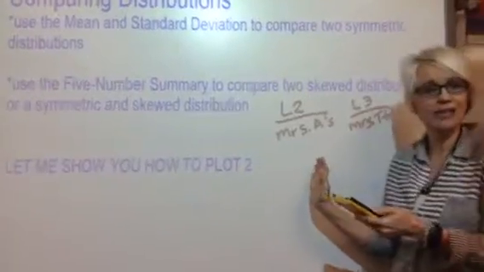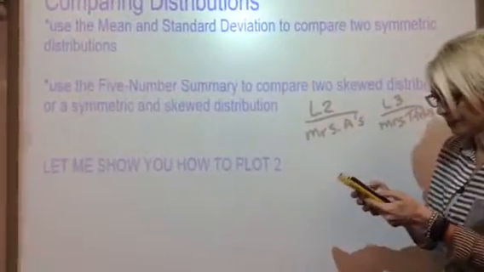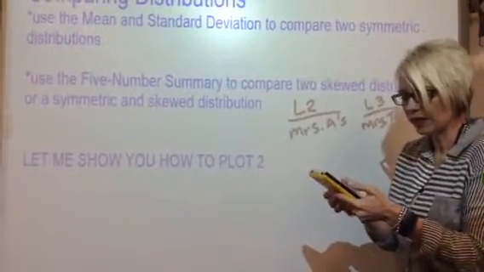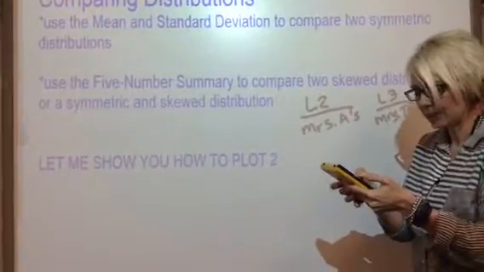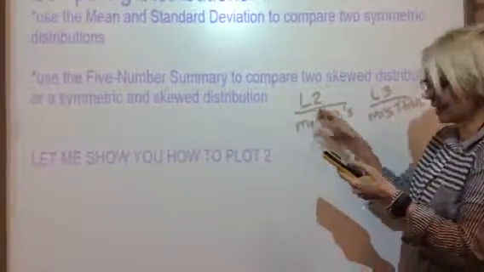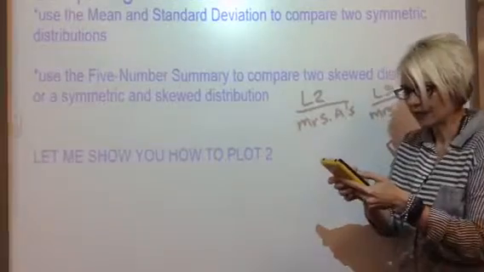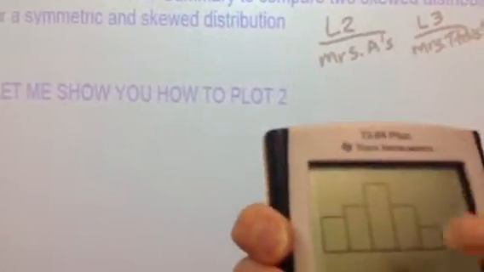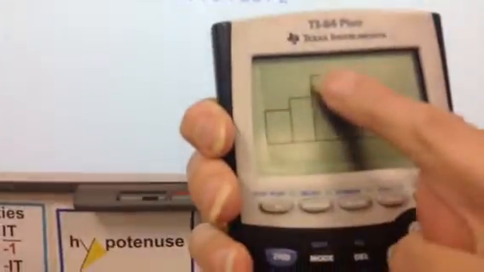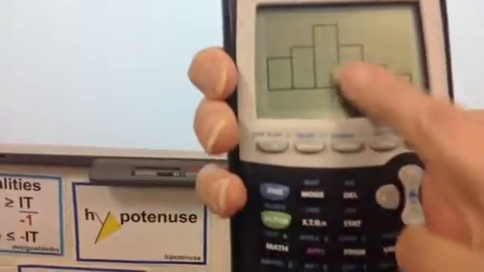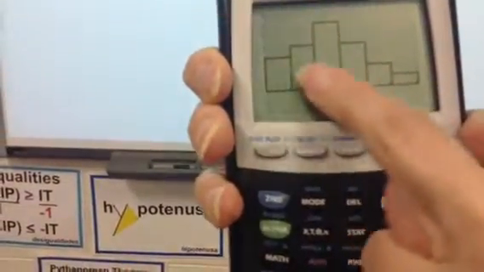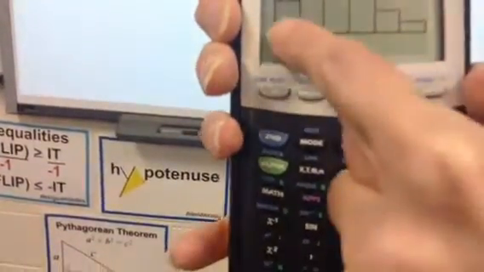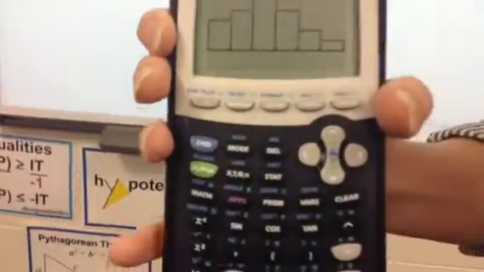So I'm going to use a histogram. I'll show you Mrs. A's class first. We're going to do a stat plot, and I turn my plot on, make it a histogram, and use my L2, which I had listed in my L2 list. I do a graph, and this is what the histogram of my class looks like. Most people scored in the middle, mostly in the 70s or 80s. We had a few really low scores, and we didn't have very many really high scores. But it does look somewhat symmetrical, with most people in the center.